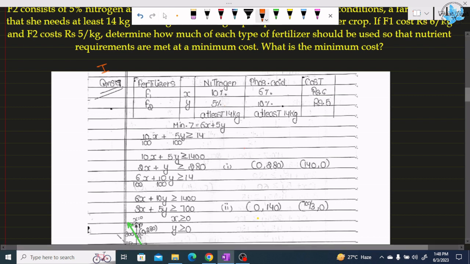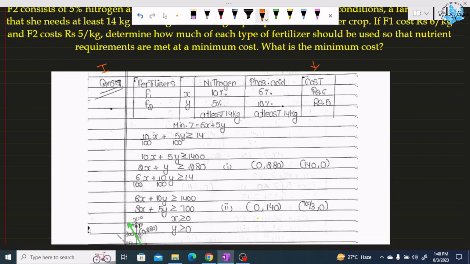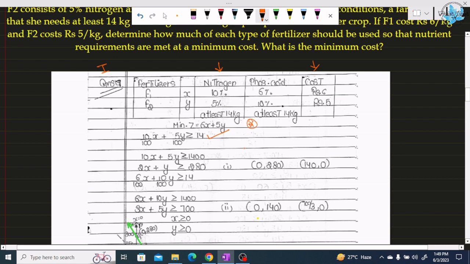To make that, we consider the last column, the cost, so the objective function will be 6x plus 5y. This is your objective function. To make the constraint for the nitrogen, a percentage means the number is divided by 100. So the first equation will become 10 upon 100 x plus 5 upon 100 y is greater than or equal to 14. Why greater than or equal to? Because there is an 'at least' sign.